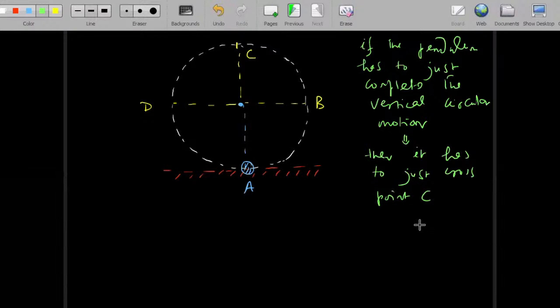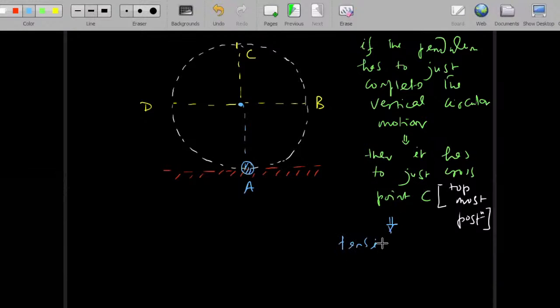Point C here is the topmost position. So I'll write in the bracket, this is the topmost position, right? So then what am I supposed to write from here? If it is the topmost position, it has to just cross the point C.